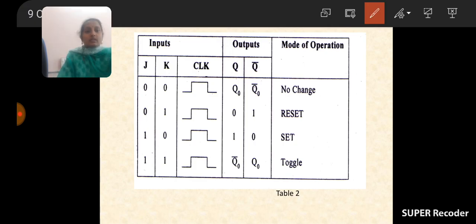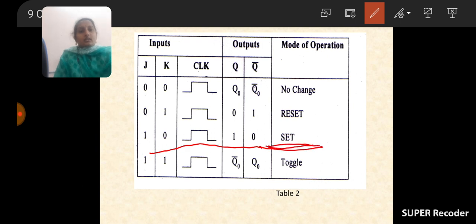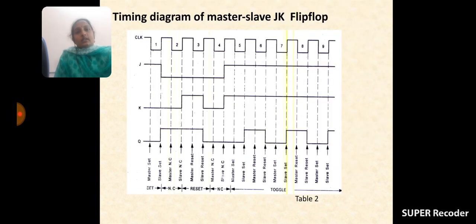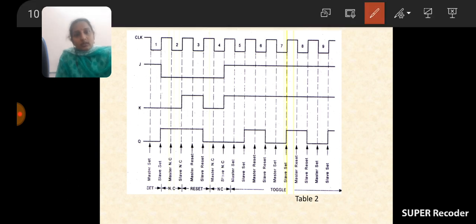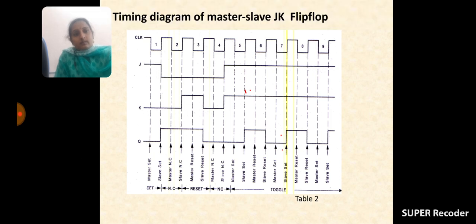And if J is equal to 1 and K is equal to 0, we are getting this. That means if it is 1 0, that condition is called the set condition. If both are 1, then we are getting the toggle condition. So this must be eliminated in the master slave JK flip-flop like this. See here.